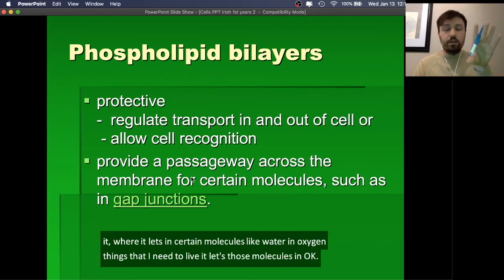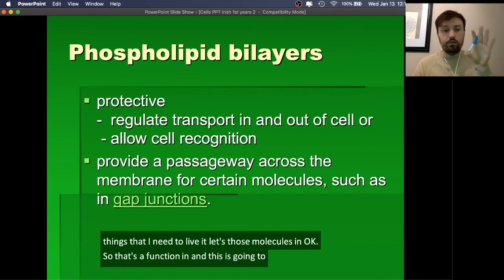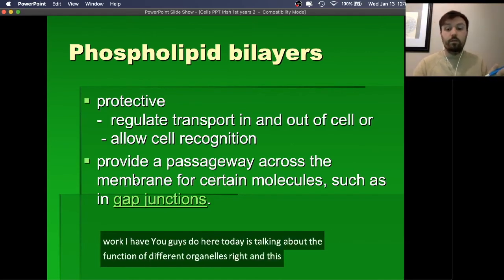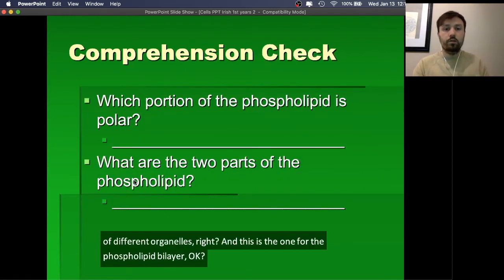So that's a function, and this is going to be a part of the work I have you do here today, talking about the function of different organelles, right? And this is the one for the phospholipid bilayer, okay? So, another comprehension check.